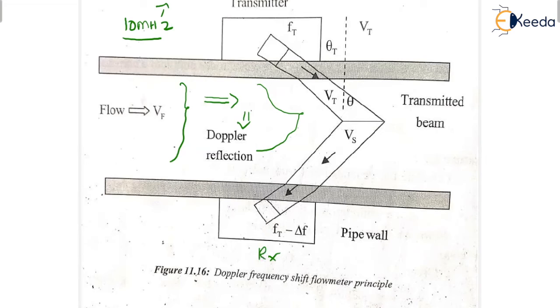And this is the transmitter section. And this one here is the pipe wall, my dear students. Here various parameters come into the picture.